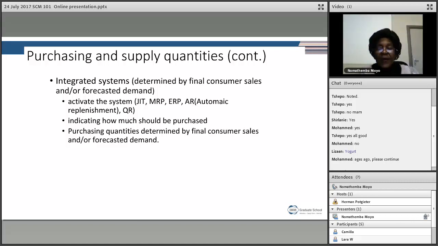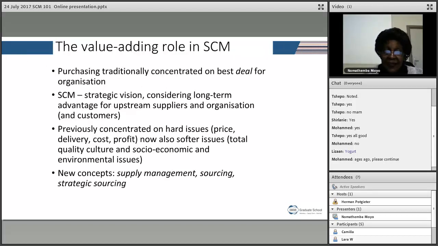Then enterprise resource planning, all those indicating how much should be purchased. Purchasing quantities are determined by final consumer sales and forecasted demand. Remember, you forecast first so that you will know you produce as per your forecasts.